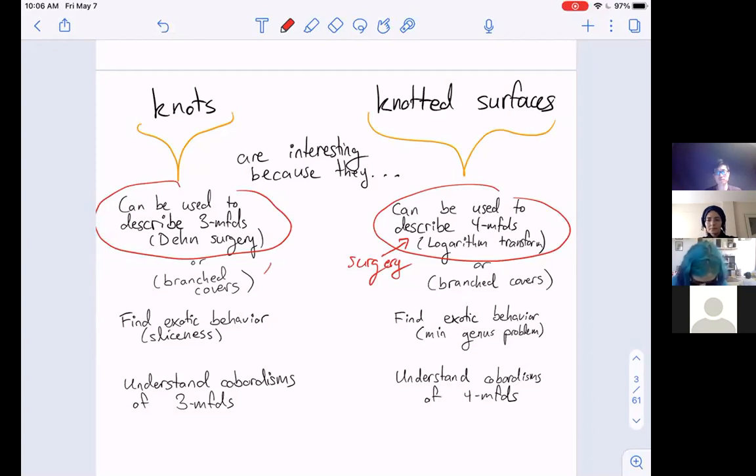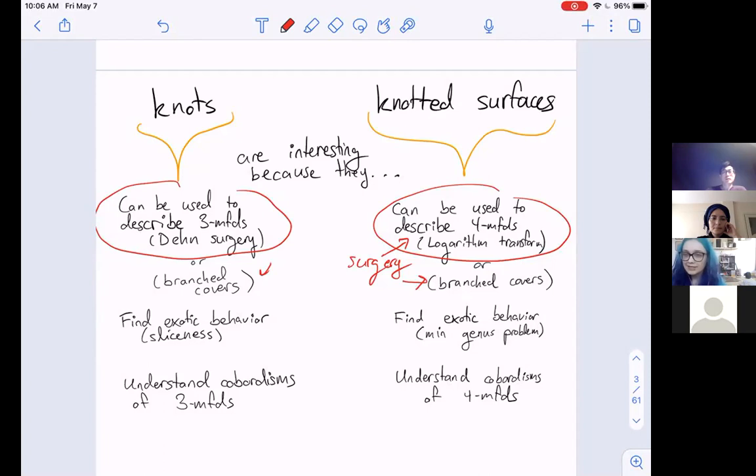If instead of surgery you like branched covers, maybe you know that every three manifold is a branched cover over S3, branched over some knot. It turns out that every four manifold is a branched cover over S4, branched over some immersed surface. So you can also use them as coverings to describe four manifolds. I'm not writing that much because this isn't that important. I'm just hyping you up.